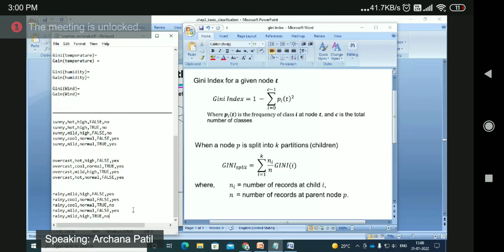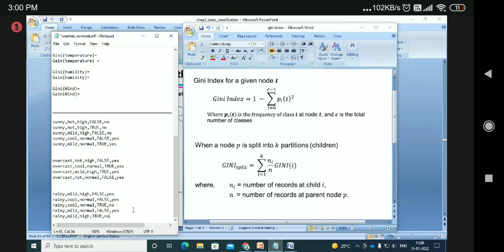Okay, so this is how you build the tree using the Gini index, and using the other measure also, you simply do the same thing. Just the calculation, the formula, changes, but the overall procedure will be the same.